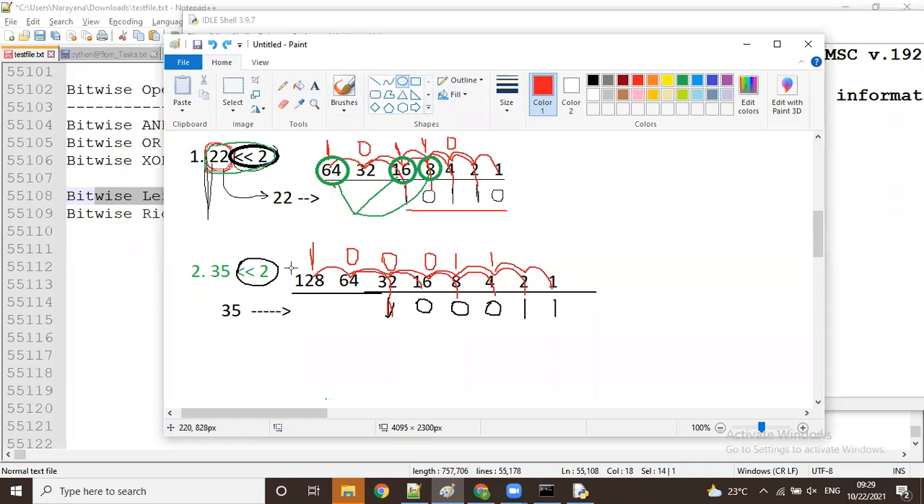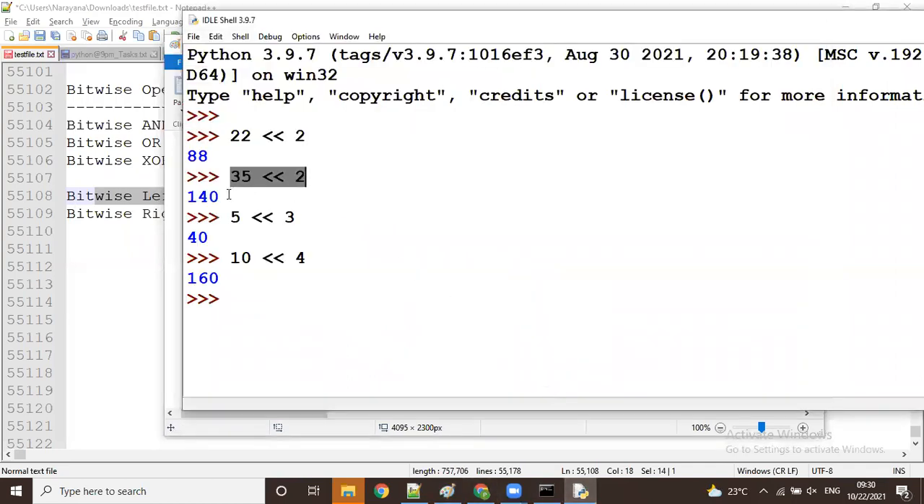At 128, one is there. At 8, one is there. At 4 also one is there. All right. Now 128 plus 8 plus 4. How much, all of you know? 128 plus 8, I think 136, plus 4, 140. How much here? 140, guys, right? That is the output, you can say.